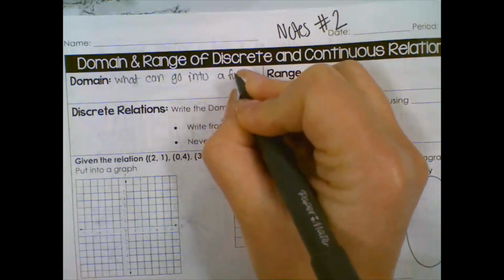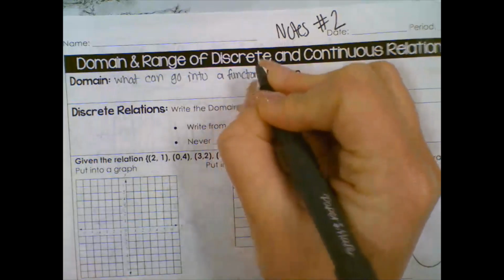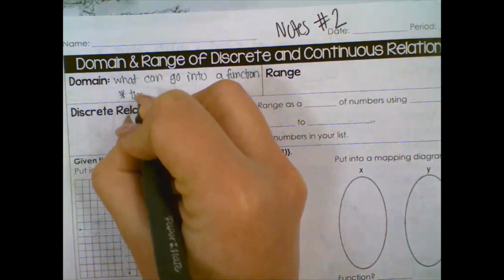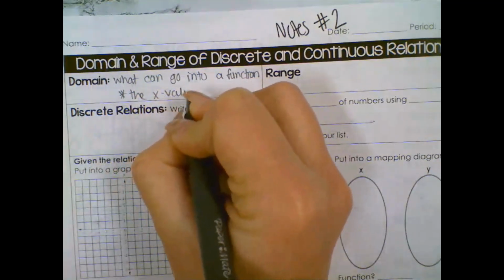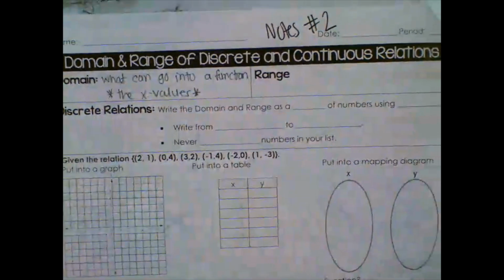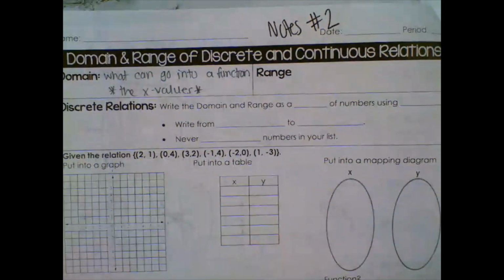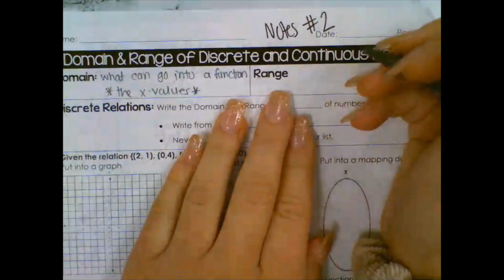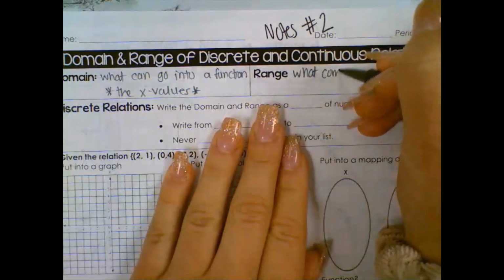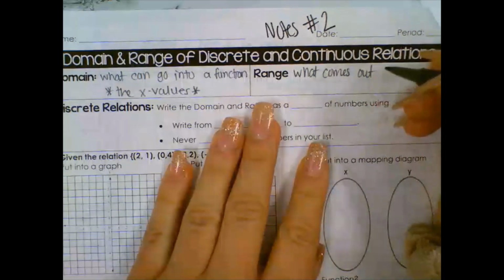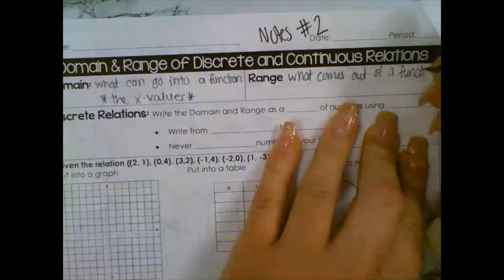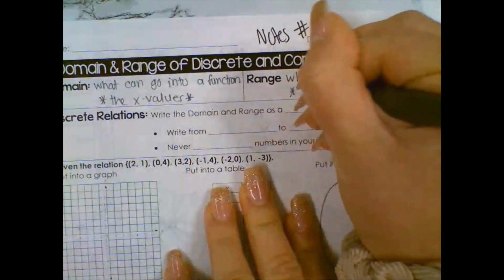Now, what that means, we're talking about the inputs of a function, and we also know what that is as the x values. So what can go into a function, x values, we call that domain. It's all the options that can go into a function. The range is what comes out of a function. And so the output, we know that as the y values.